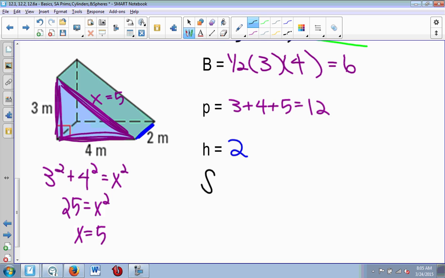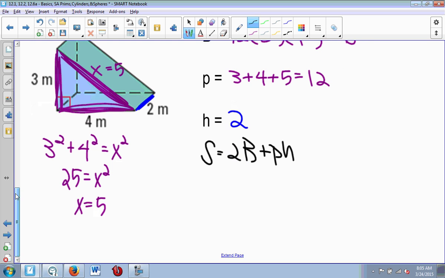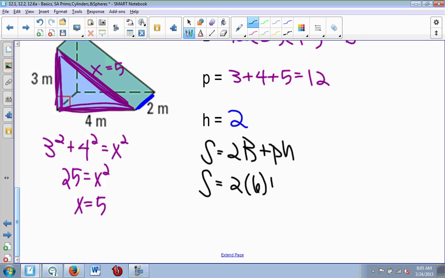So if I plug everything into my formula, 2B plus Ph, the numbers I found, my big B I found was 6. So 2 times 6. Ph would be 12 times 2. And if I do a little multiplication and some addition, I get 36. Now notice there are units in the problem, which means that my answer has to have units. Since it is in meters, everything's going to be meters squared.